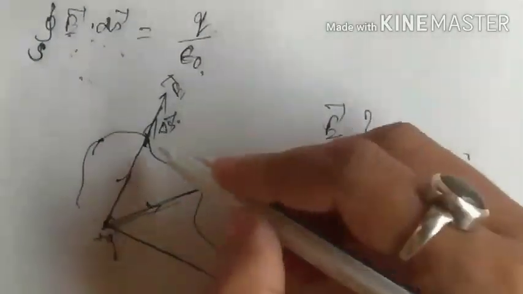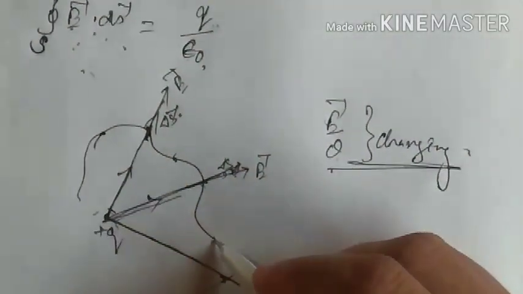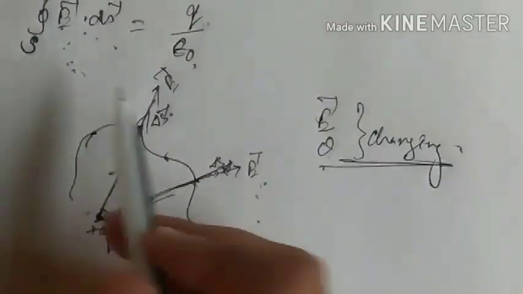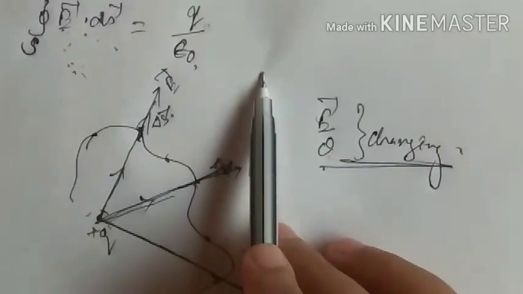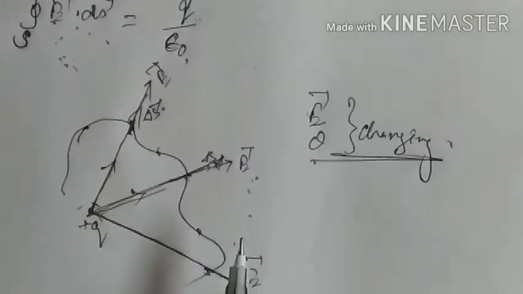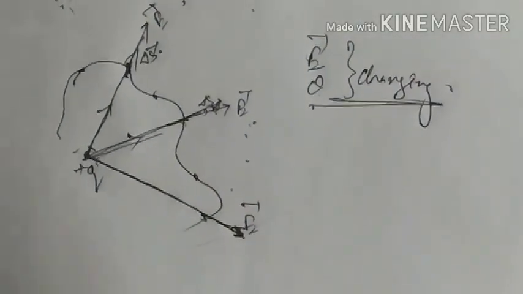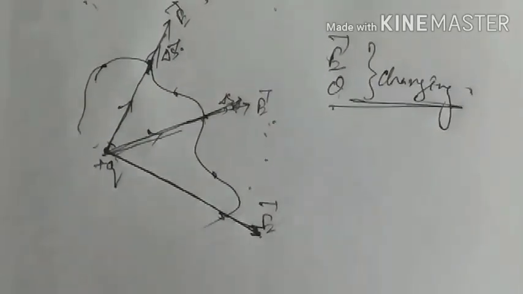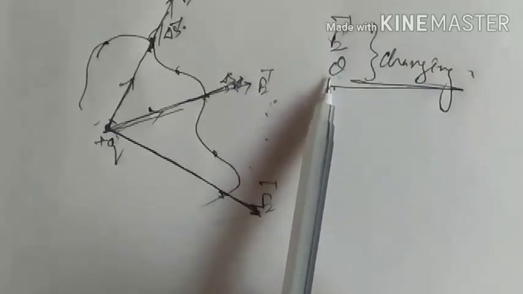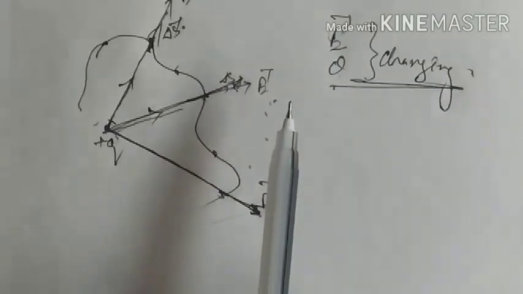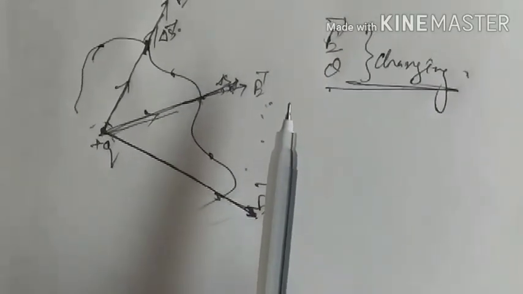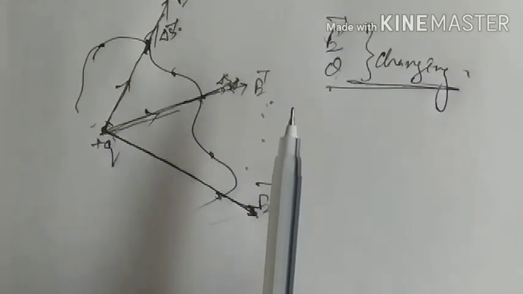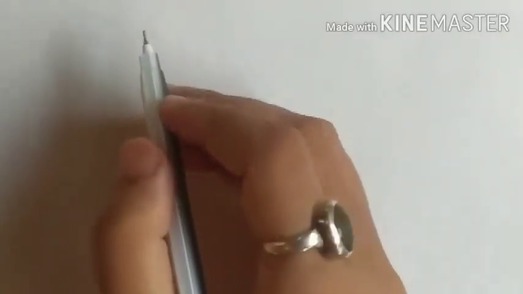For each particular point we have to calculate the value of E dot ds, then take the summation, and then calculate the value. To simplify our solution, we can maintain symmetry, or we can say we choose a surface such that the E and theta values remain constant. How to do this? That purpose can be solved by the Gaussian surface consideration.